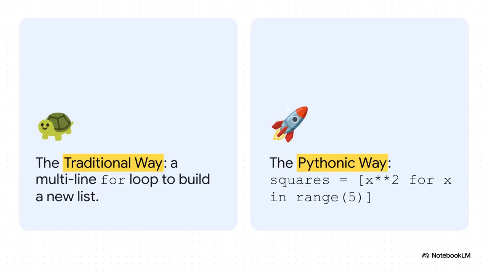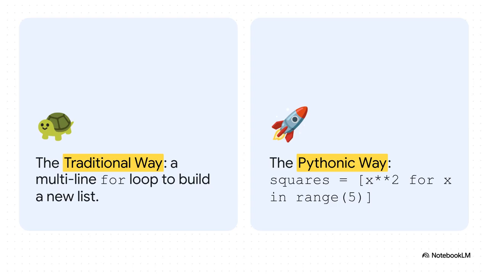Oh man, get ready for one of the most beloved features in all of Python, the list comprehension. On the left, you see the old school way of building a list of square numbers. You make an empty list, you loop through some numbers, and you append the square of each one. I mean, it works, fine, but it's a little clunky.